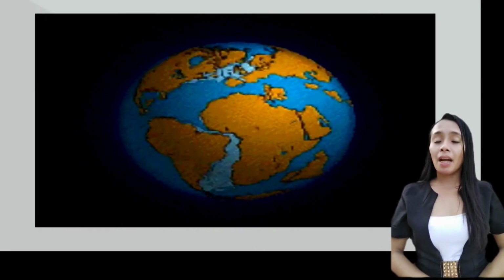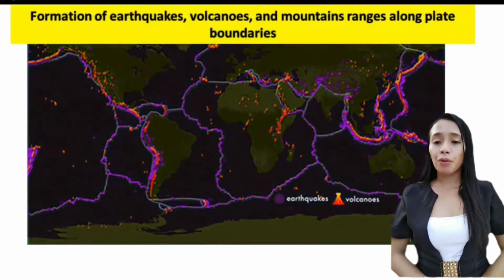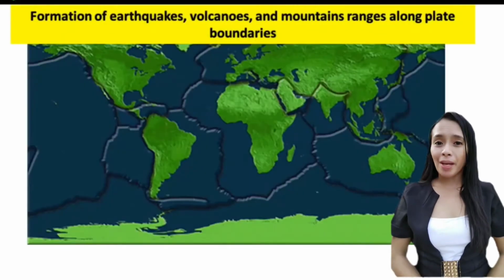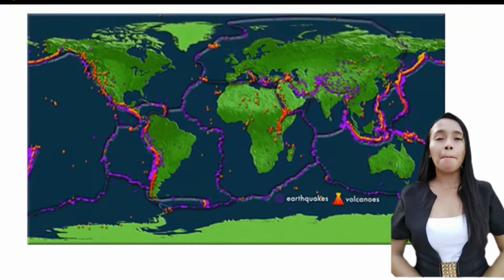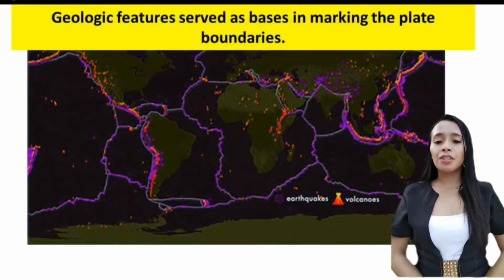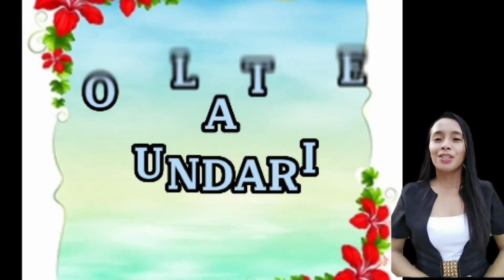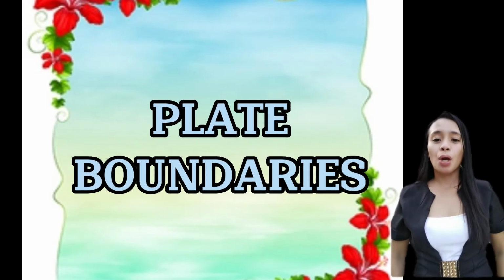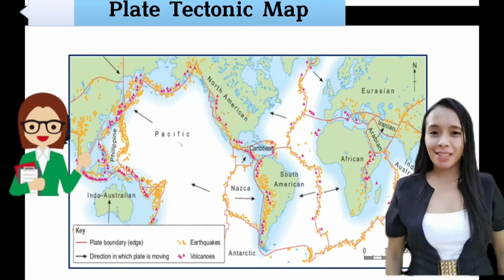Based on the findings of scientists, plates are moving at an average rate between 0.60 cm per year to 10 cm per year. As plates move, the majority of formations are earthquakes, volcanoes, and mountain ranges along plate boundaries. These geological features serve as the basis in marking plate boundaries. So, for today's lesson, we will learn about the different types of plate boundaries.